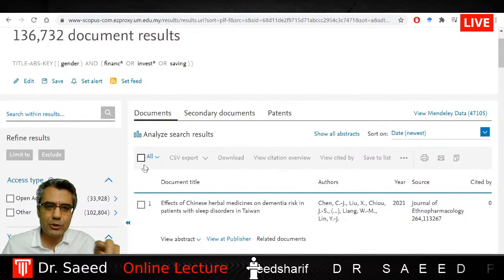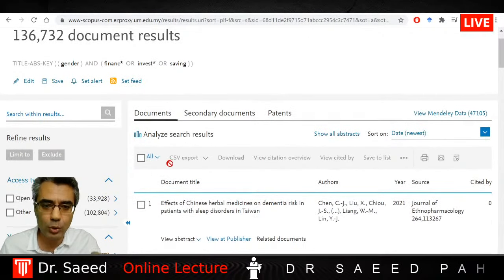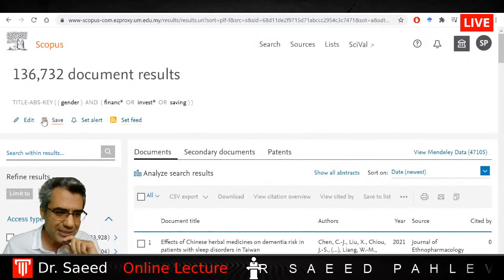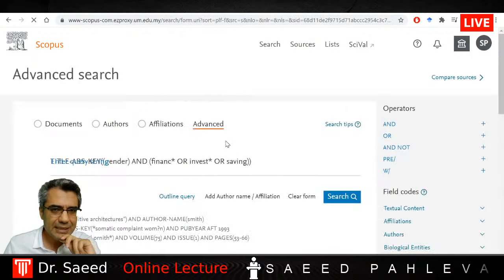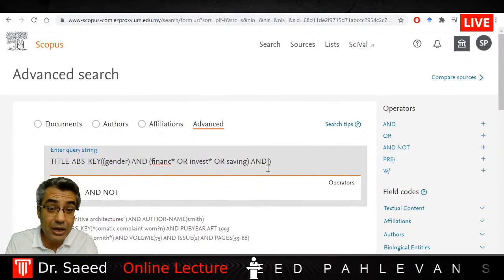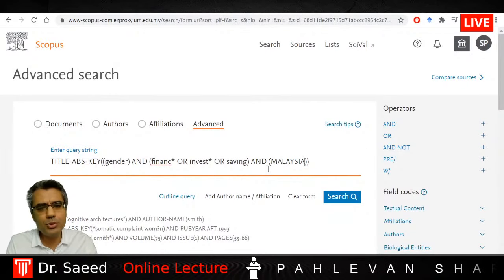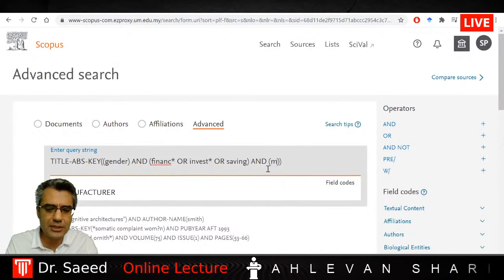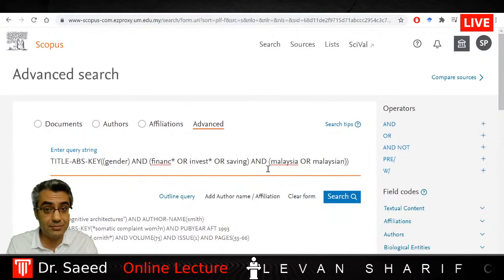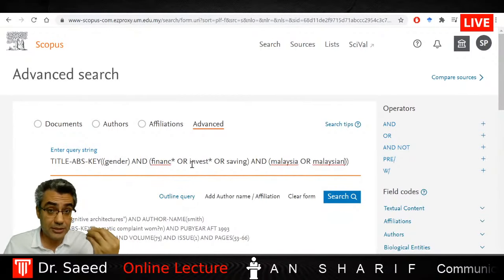There are other ways to narrow it down. You can write the queries like what I showed you just now in the advanced section. Or when you get the results here, you may limit it using these terms. Let me just limit it more. Edit. Let's do one study, and I'm adding one more limitation. Malaysia, right? Suppose I want to just review papers conducted in Malaysia. So you need to write Malaysia or Malaysian, right? So the paper, as long as it has these three blocks, it will be included.